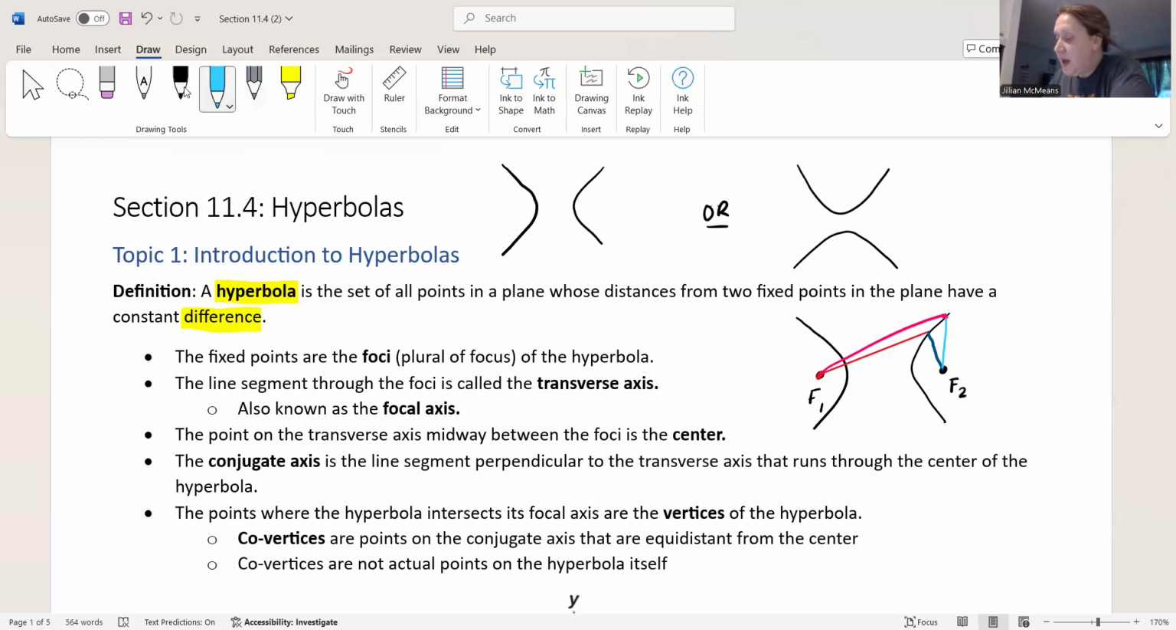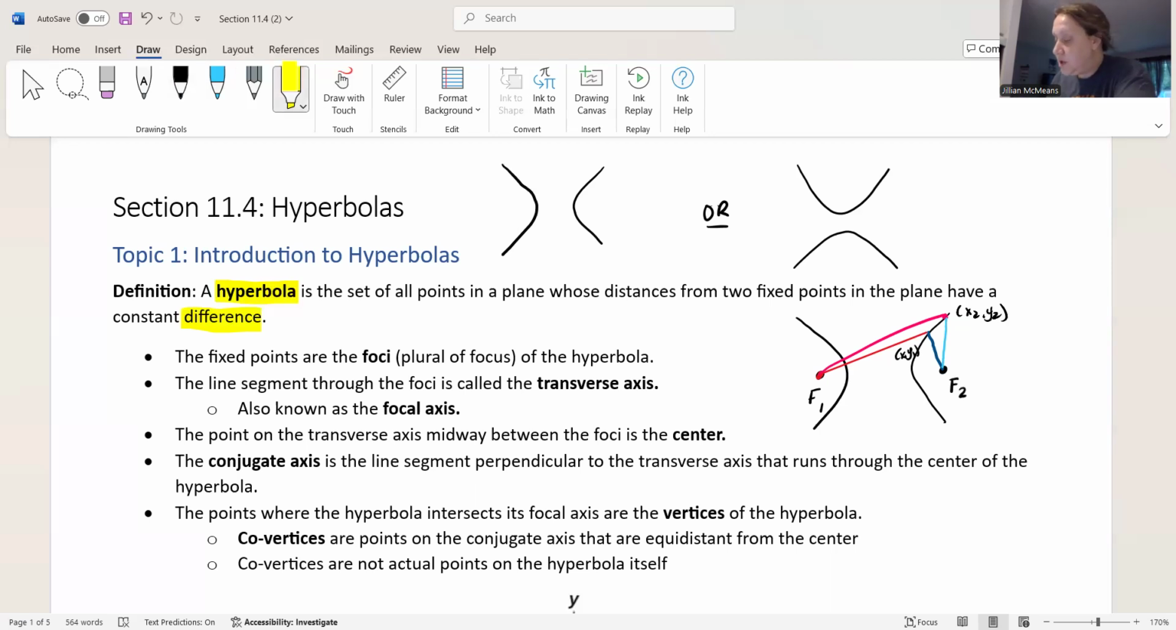So we have these points. We'll call this x1, y1, and we'll call this x2, y2. It doesn't matter what point we have on the plane, when we take the distance from the first focus point and subtract the distance from the second focus point, we always get a constant distance. We're going to see what that constant distance is in just a minute.